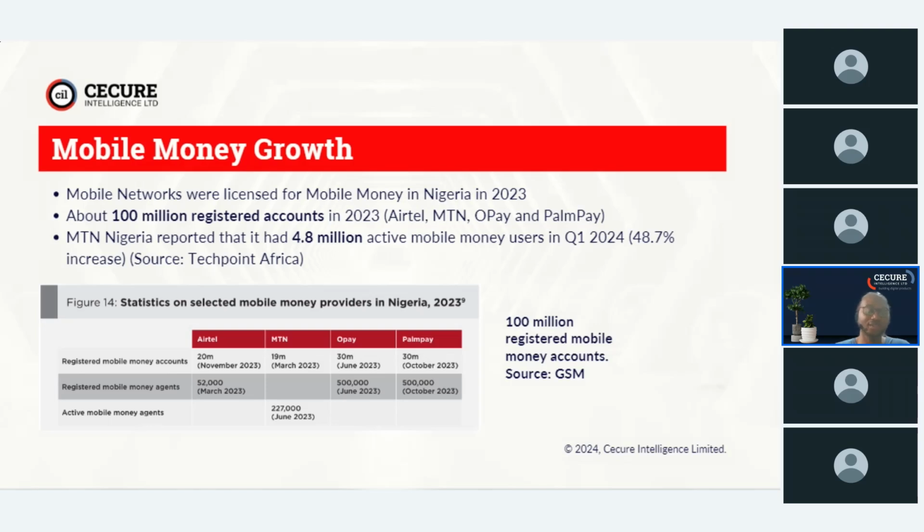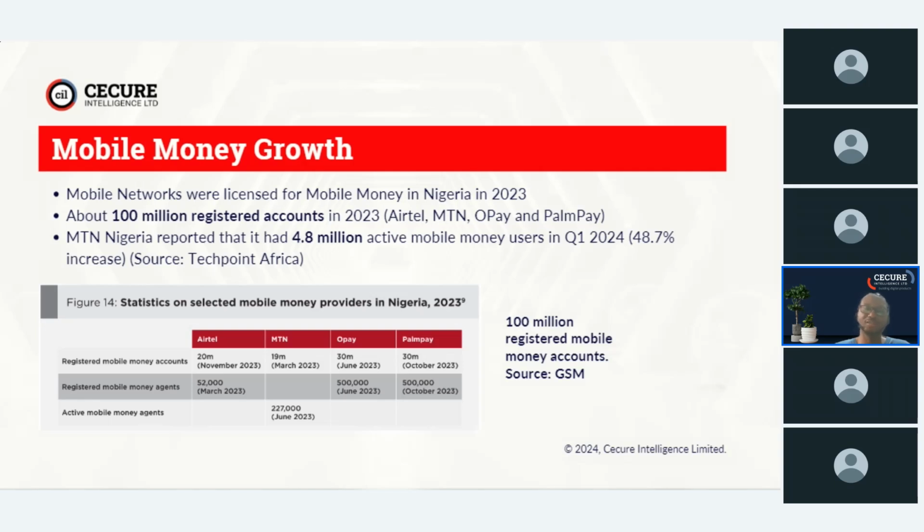So in Nigeria last year, mobile networks were licensed to start offering mobile money to their clients or customers. Last year, there were about 100 million registered accounts in 2023, and that was across the board, from Airtel to MTN to OPay and even PalmPay. And just this year alone, in Q1 of 2024, MTN recorded about 4.8 million active mobile money users.